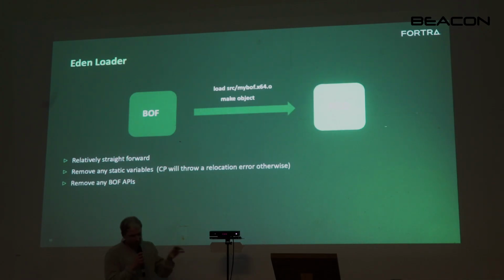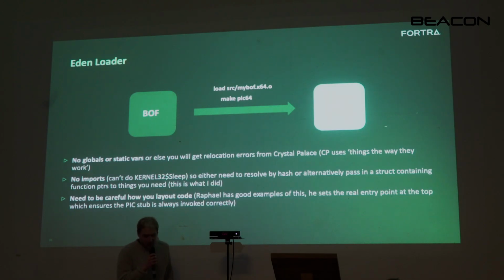So the first thing I want to do, as I said, is just make a BOF into a Pico BOF. This in Crystal Palace parlance is just load my BOF and make it object/Pico. This is really easy. Obviously, remove any BOF APIs as it won't know what they are. And then, weirdly, it didn't like static variables. So whatever, but once you get rid of these, it was fine.